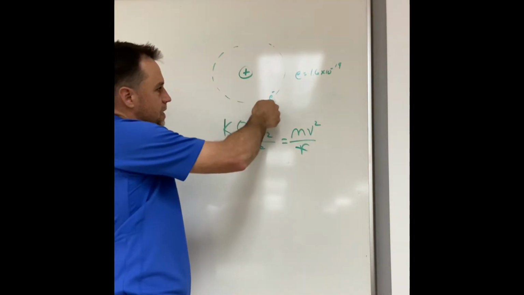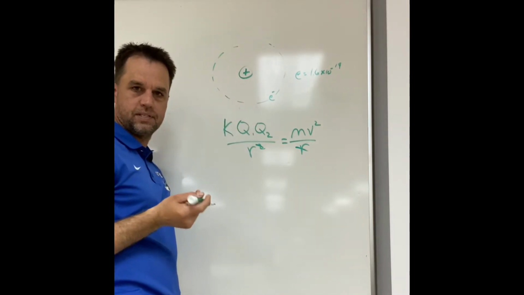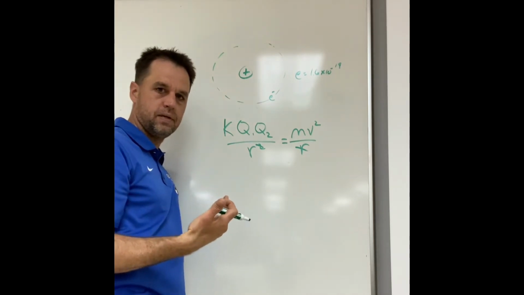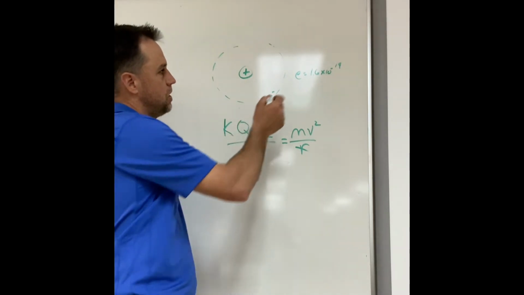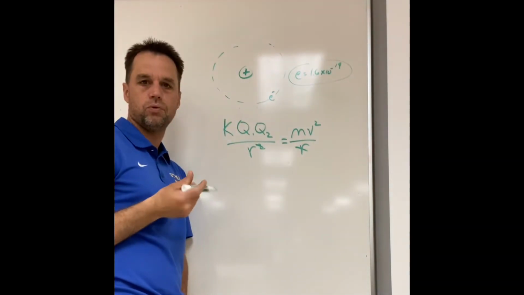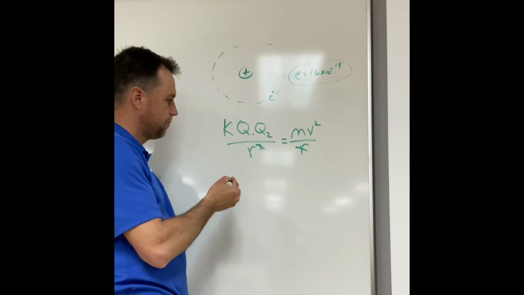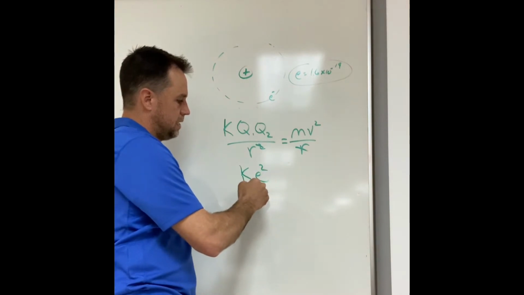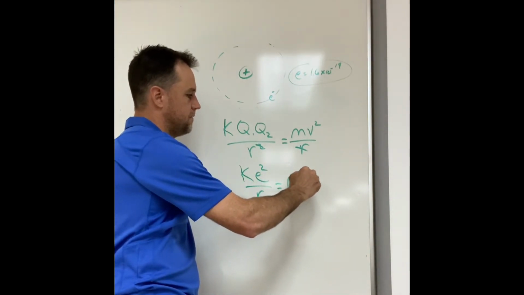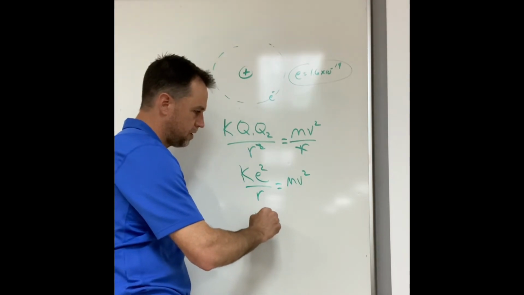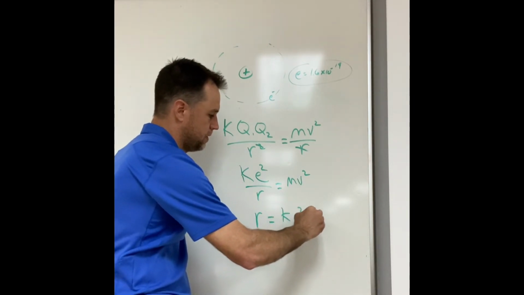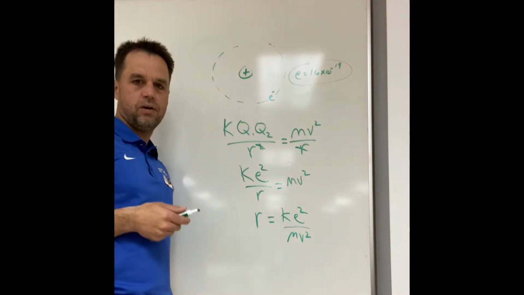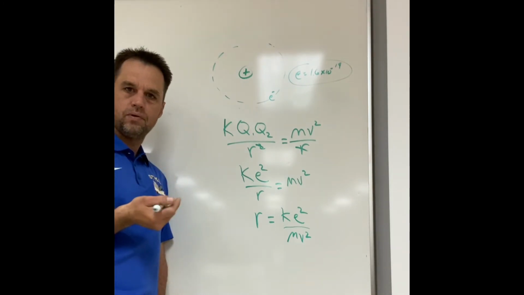Well, it turns out that both the electron and the nucleus, if this is a hydrogen atom, have the same charge. The nucleus is +1 and the electron is -1, and the charge of an electron is actually 1.6 times 10 to the negative 19 coulombs. So I'm just going to use the letter e for that for right now. So I can simplify this to say k e squared, since they're both the same charge, divided by r equals mv squared. Well, if I want r by itself, it's k e squared divided by mv squared. All right, so this is kind of how Bohr started with trying to find the radius of that electron orbiting the nucleus.